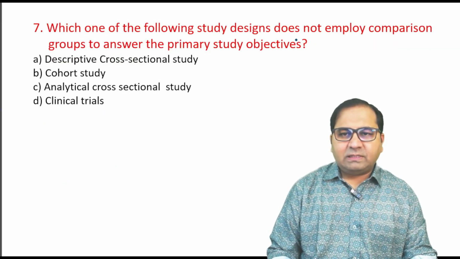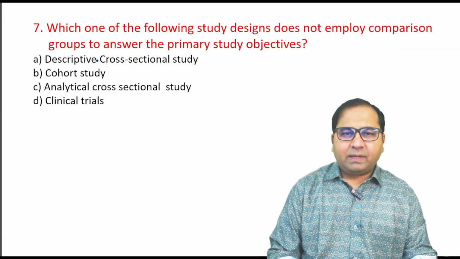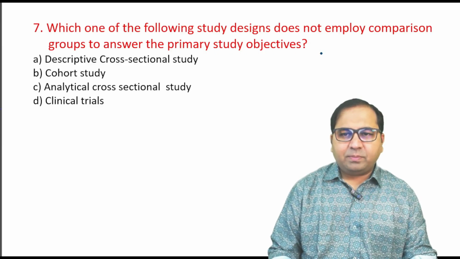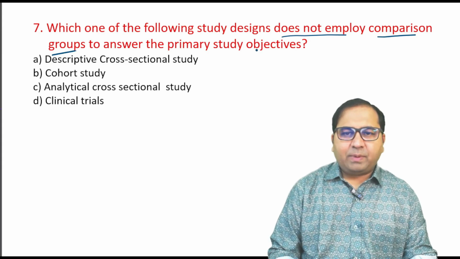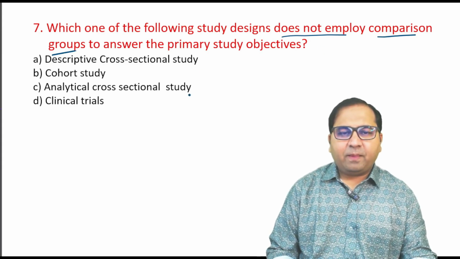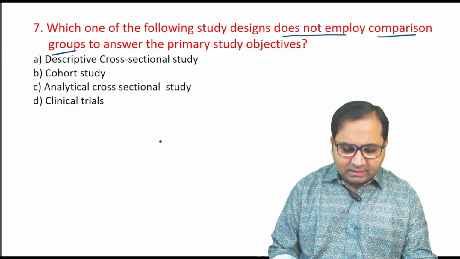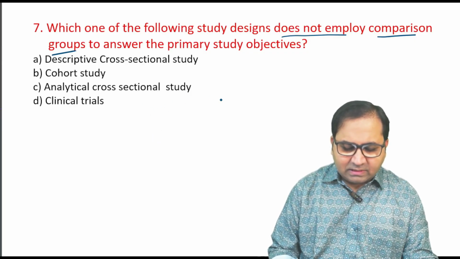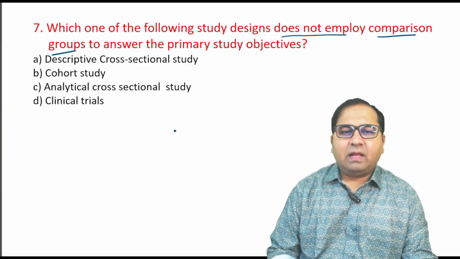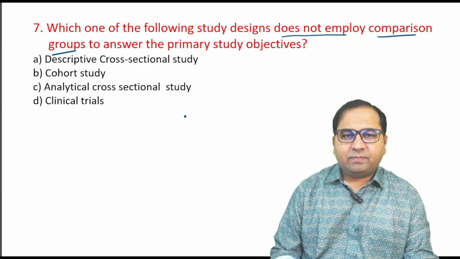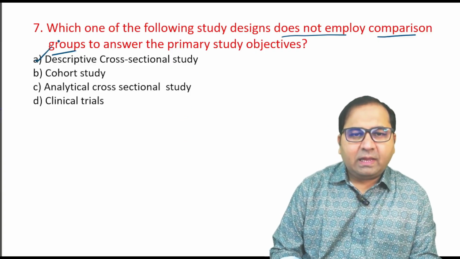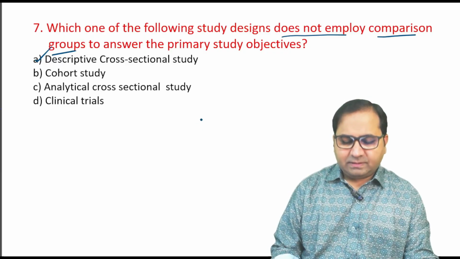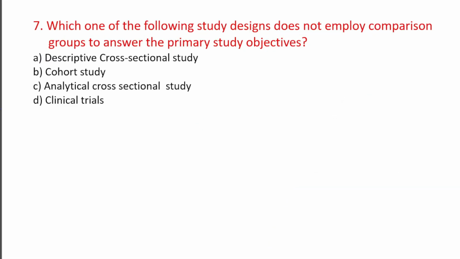Which one of the following study designs does not employ comparison groups to answer the primary study objectives? The options are A. Descriptive cross-sectional study, B. Cohort study, C. Analytical cross-sectional study, or D. Clinical trials. So what is the answer for this question? The answer for this question is A, descriptive cross-sectional studies.